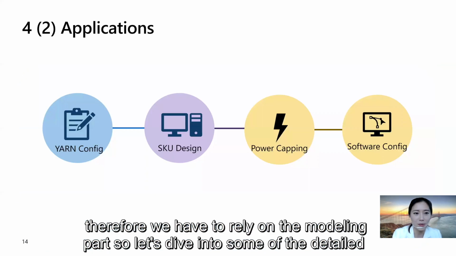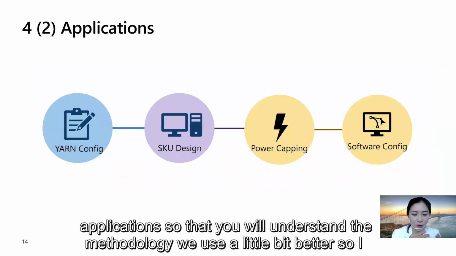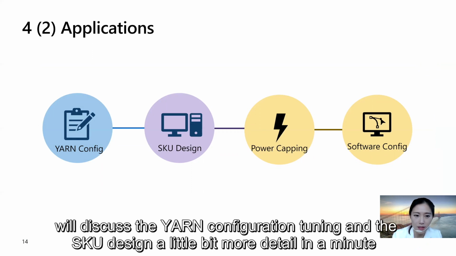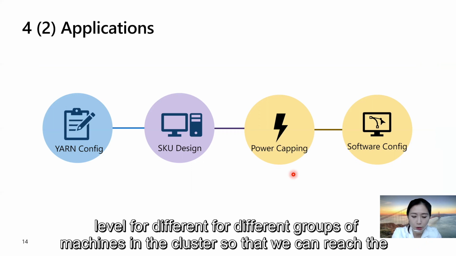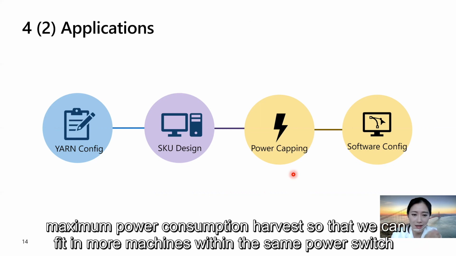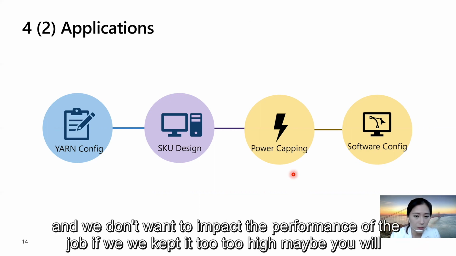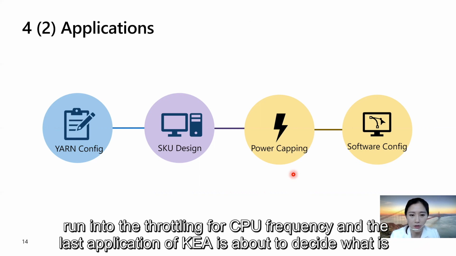So let's dive into some of the detailed applications so that you will understand the methodology we use a little bit better. I will discuss the Yarn configuration tuning and the SKU design in a little more detail in a minute. For power capping, it is the project where we want to decide the optimal power provision level for different groups of machines in the cluster, so that we can reach the maximum power harvest and fit in more machines within the same power switch. And we don't want to impact the performance of the jobs. If we cap it too high, maybe it will run into throttling of the CPU frequency.